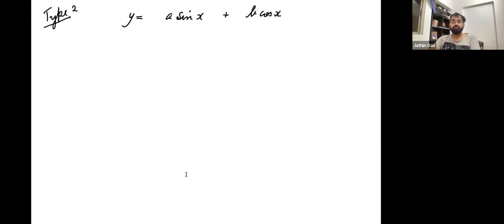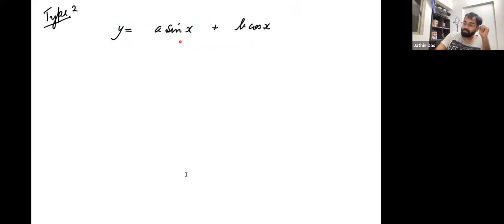Now type 2, very important. हर जगह पे आता है. Type 2. Okay, listen carefully, then you write. First you listen. A sin x plus b cos x. Okay. So usually students will see this and say, अच्छा ये तो easy है. इसका तो maximum 1 है, इसका तो maximum 1 है. A plus b. इसका minimum -1 है, -1 है. तो a minus b. But that is wrong.